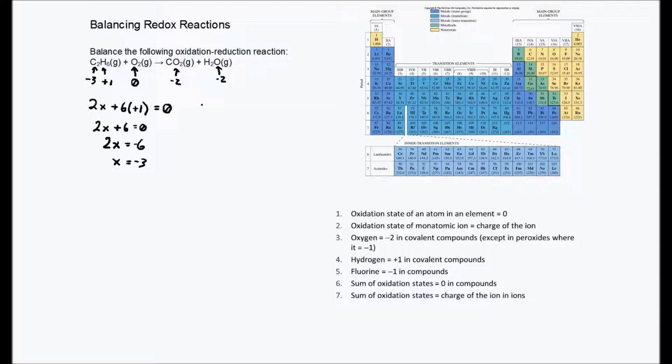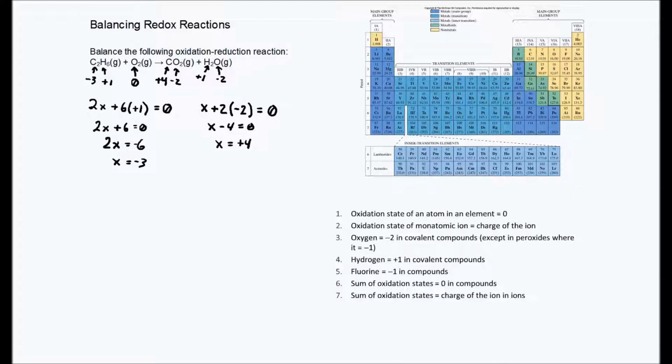Similarly, for the carbon in carbon dioxide, I do the same thing. I have one of them, I don't know the oxidation state, call it x. I have two oxygens, each with an oxidation state of -2, and the overall charge is 0. So x plus 2 times -2 is 0. x minus 4 is 0. x is +4. The oxidation state of that carbon is +4. So now I've assigned, oh, and I forgot to label, but I know it already. The hydrogen in the water is +1 based upon rule number 4. Sorry, I forgot that one.